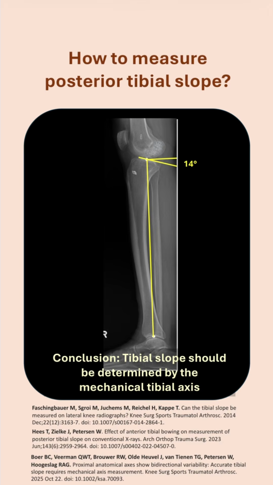In a normally aligned tibia, slope values measured relative to the mechanical axis are approximately 1 degree lower than those measured relative to the anatomical axis. In contrast, in patients with significant tibial bowing, the mechanically measured posterior tibial slope may be substantially greater than the anatomically measured value.